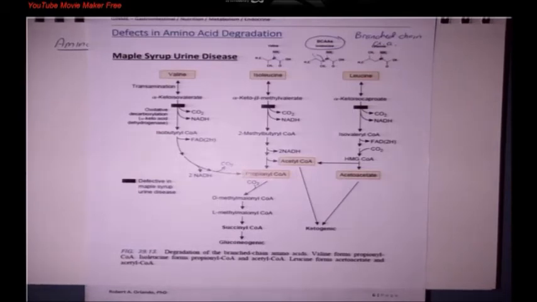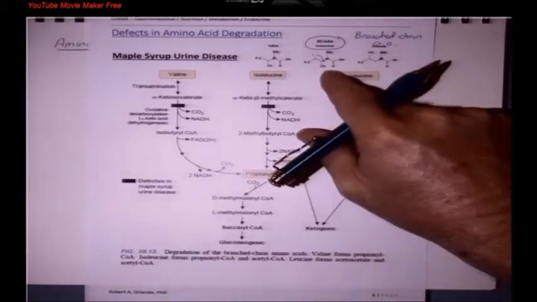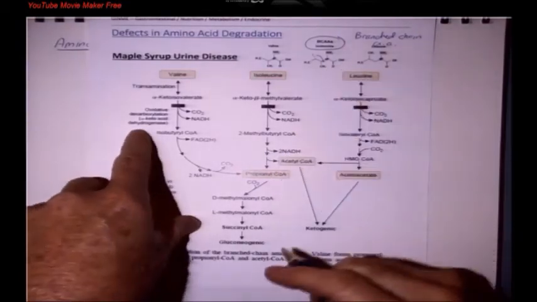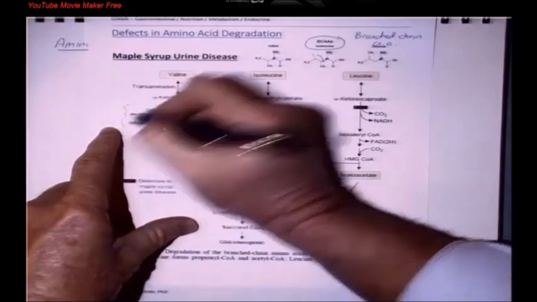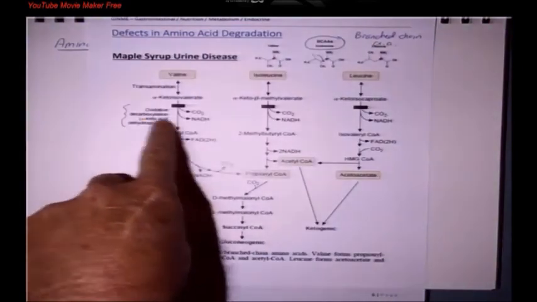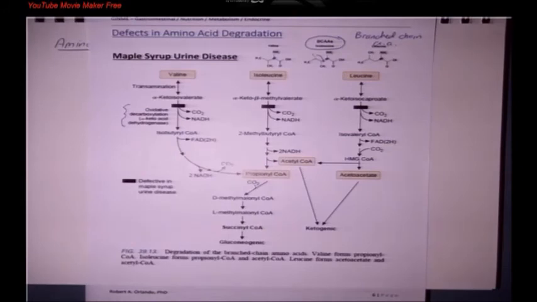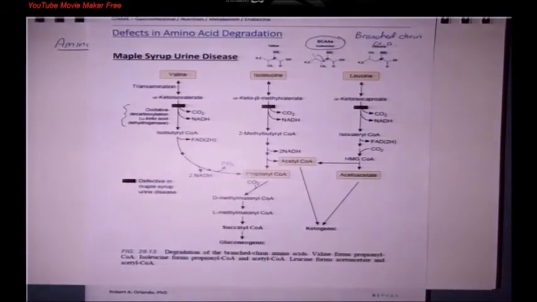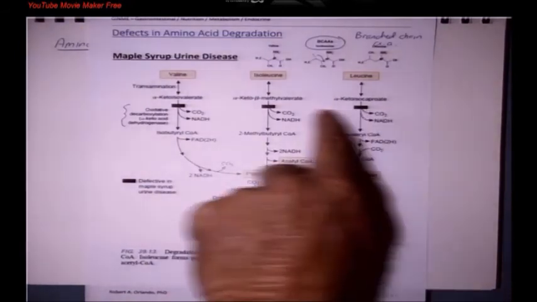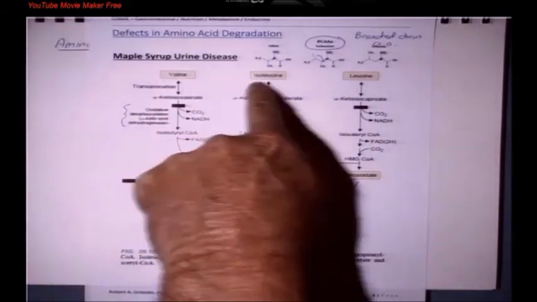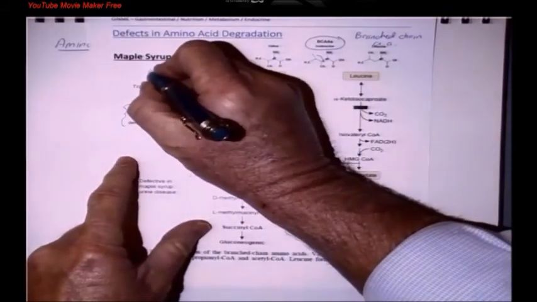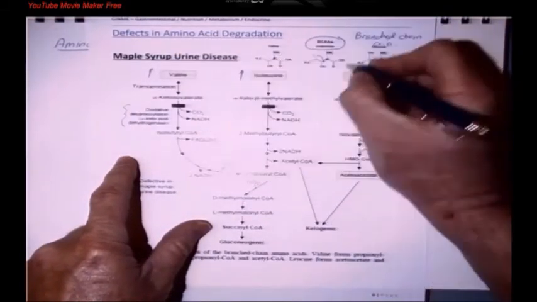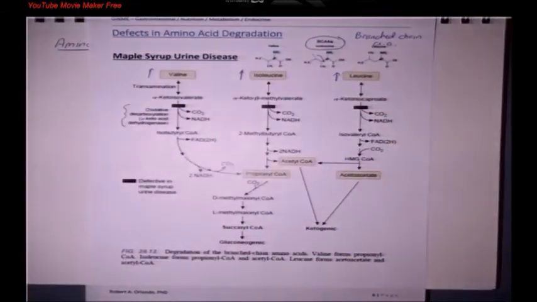So the first step of these branched chain amino acids is this step right here. It's an oxidative decarboxylation reaction. The enzyme's not important. But just to know that this first step is inhibited. And by having this first step inhibited, these particular amino acids have no escape route. They have no place to go. And so their concentration starts to build up. And it builds up to toxic levels.